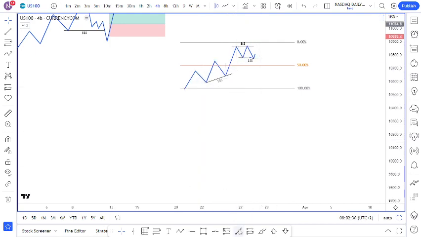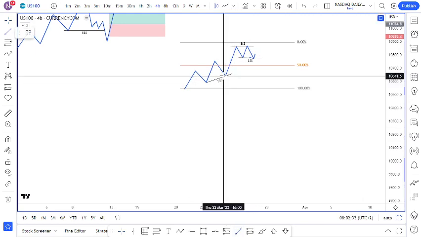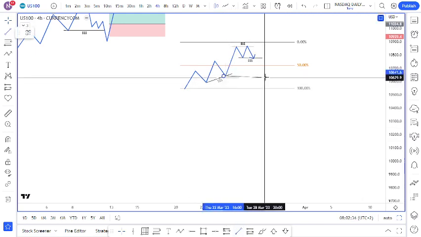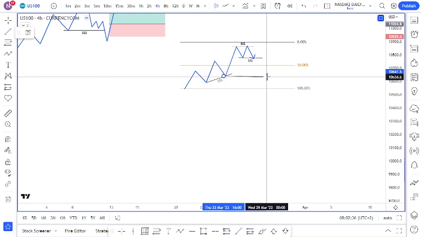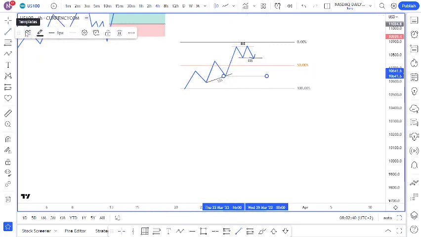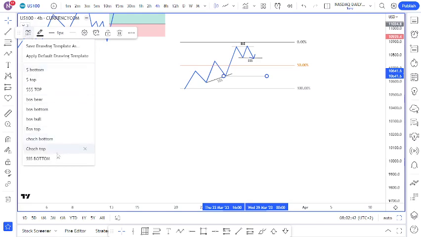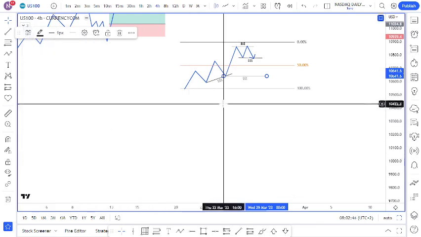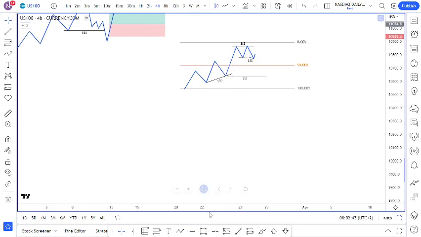So we can also just draw a horizontal line to represent that inducement. And then ultimately, what are we looking for?